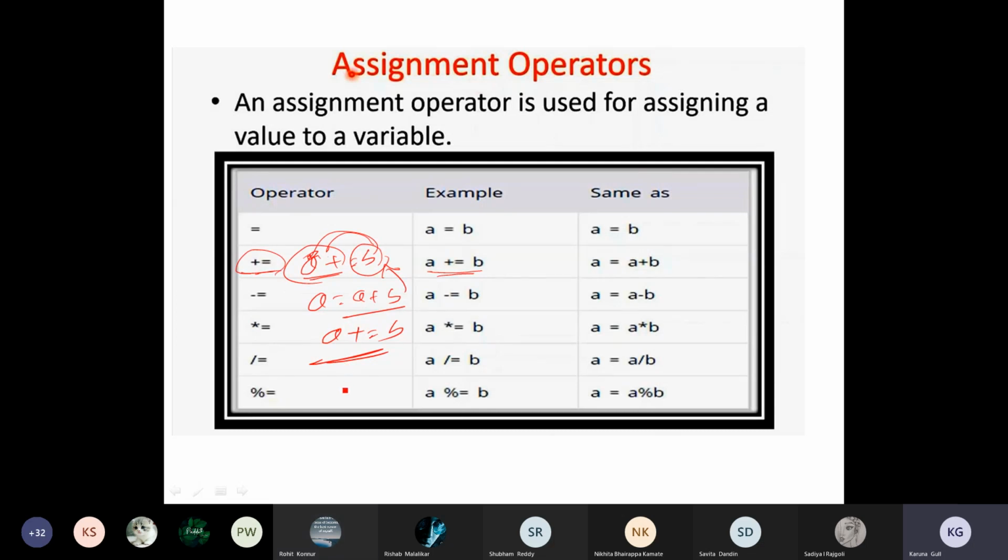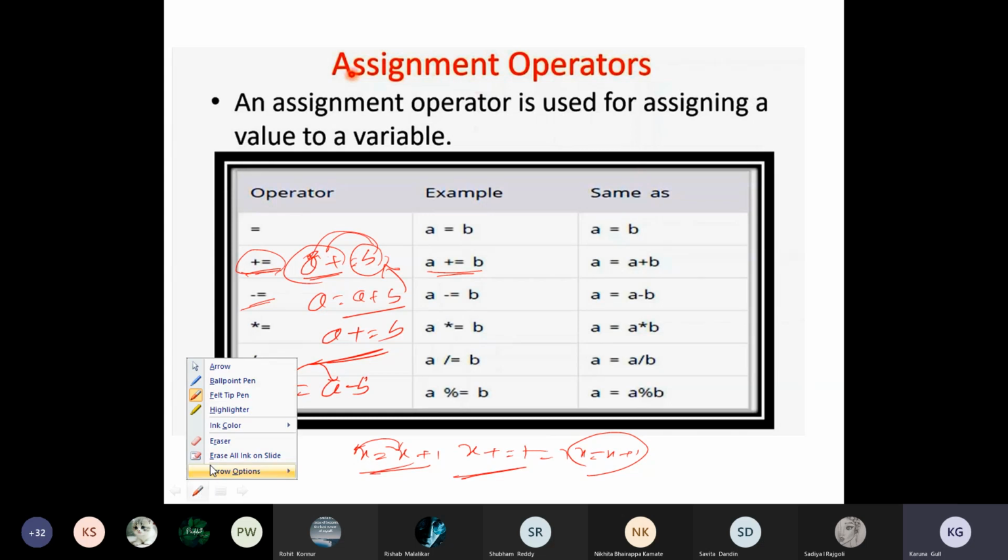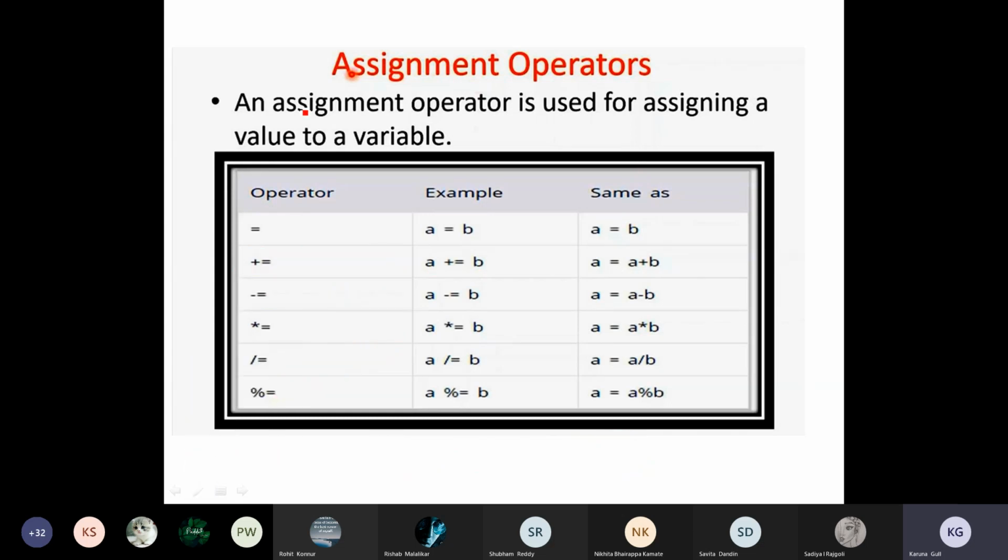Now similarly A minus equal to B. But remember, these two terms must be same to use these kinds of operations. Because sometimes you'll be writing x is equal to x plus 1. In that case, these two terms are same, so I can easily write x plus equal to 1. The meaning of this is x is equal to x plus 1. Is that okay? The two terms must be same, then only you can use it, otherwise you cannot.